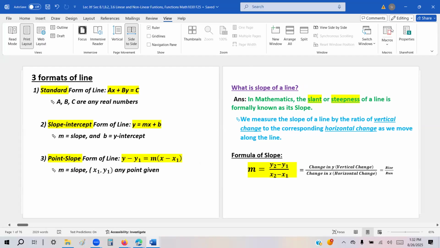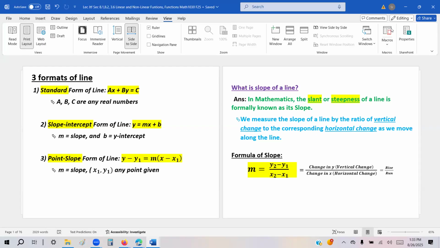I keep telling you slope, slope, slope. What is slope? Slope measures the steepness of the line when you go from the left side to the right side. In real life, when you walk from left to right, how you're moving, that's the slope. How steep your journey is, that's the slope.